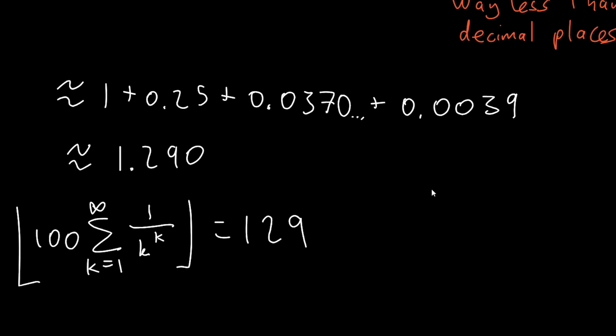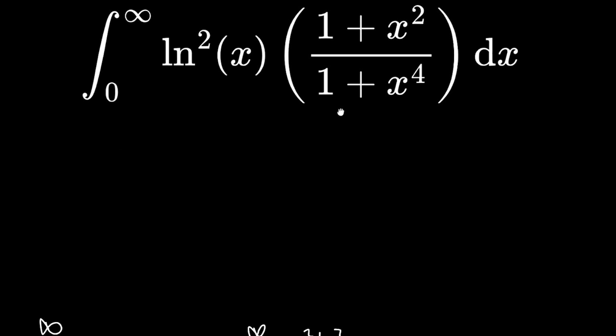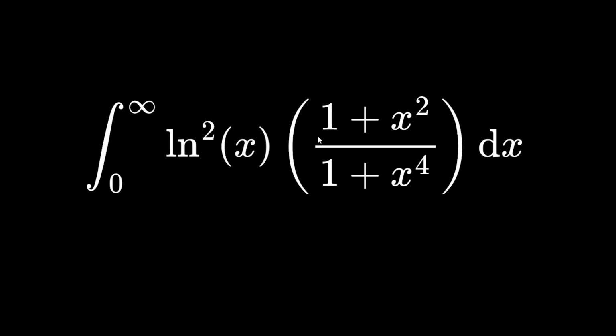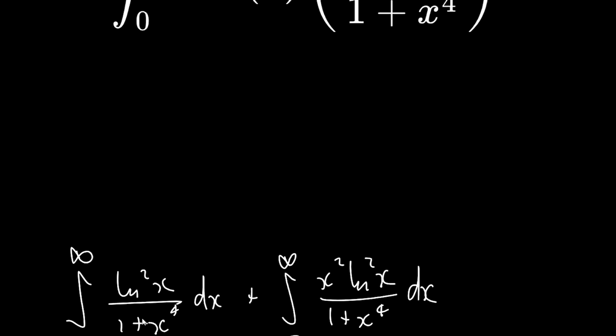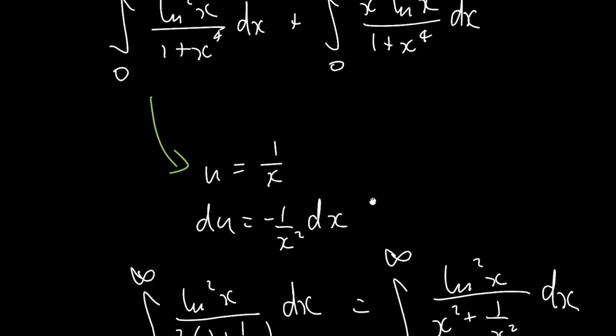And there you go. Question 8, the integral between 0 and infinity of ln squared x times 1 plus x squared over 1 plus x to the 4. Let's have a look. We're going to start by splitting this integral up by the numerator. So we have ln squared x over 1 plus x to the 4, and then x squared ln squared x over 1 plus x to the 4. Now, if you just look at this first integral here, and do the substitution u equals 1 over x, what are we going to get?